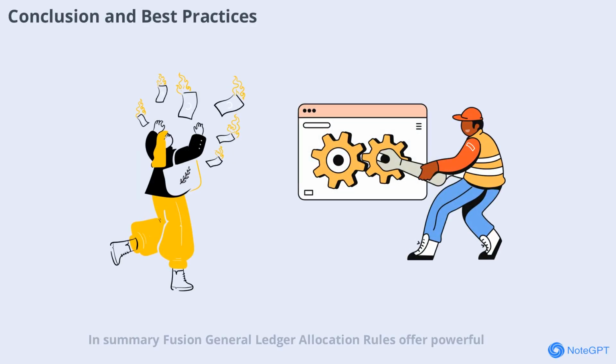In summary, Fusion General Ledger Allocation Rules offer powerful tools for automating and streamlining financial allocations. By understanding the setup options, limitations, and best practices discussed in this video, you can design efficient allocation rules tailored to your organization's needs. Always test your rules thoroughly and monitor allocation runs for optimal performance and accuracy.